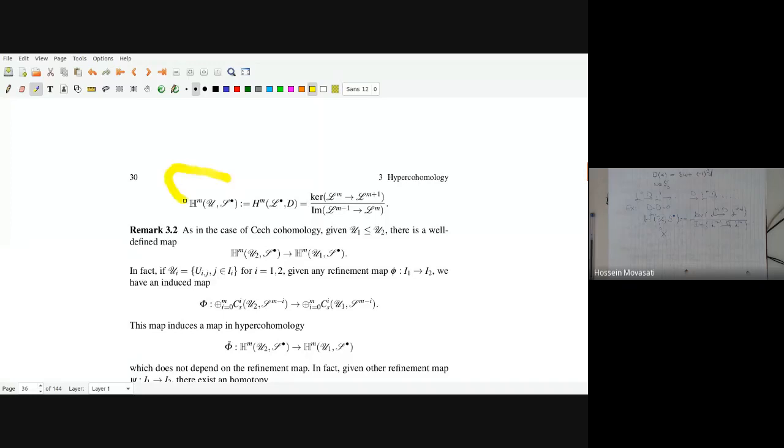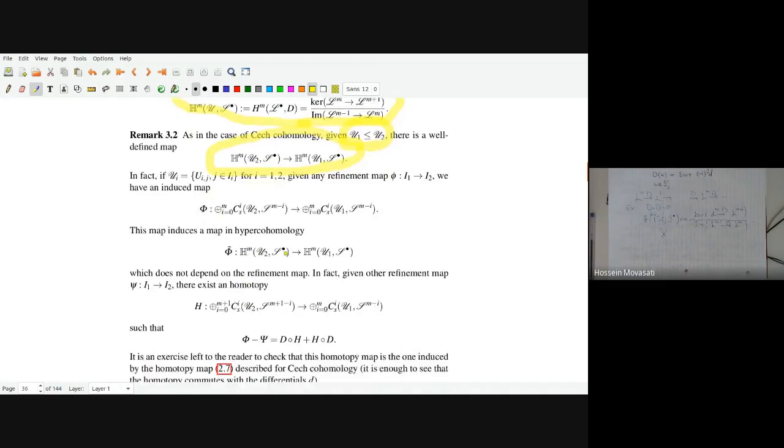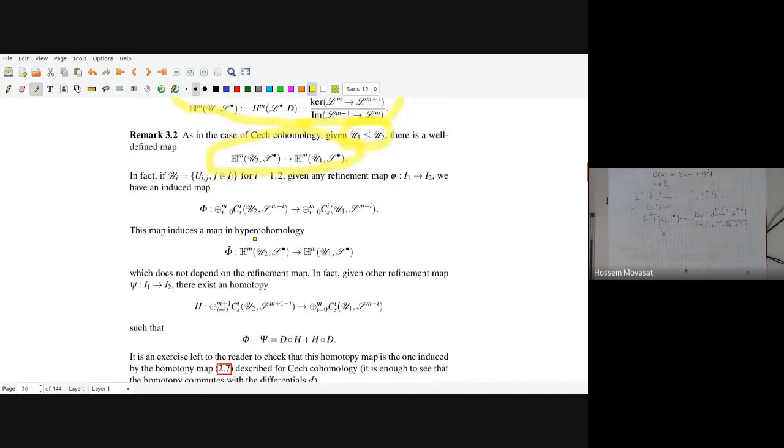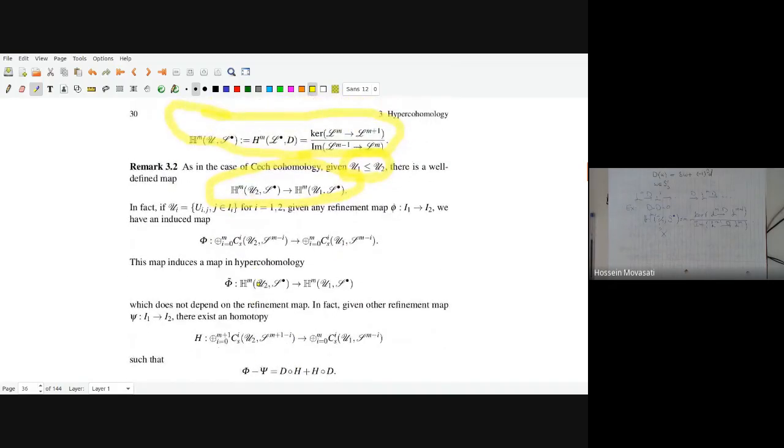Okay, so we define the hypercohomology relative to a covering in this way. And again, like in the case of classical Čech cohomology, when one covering is a refinement of another covering, we will have maps. Let me see, again, how these maps are defined. It has to do with this homotopy argument, a purely algebraic homotopy argument.